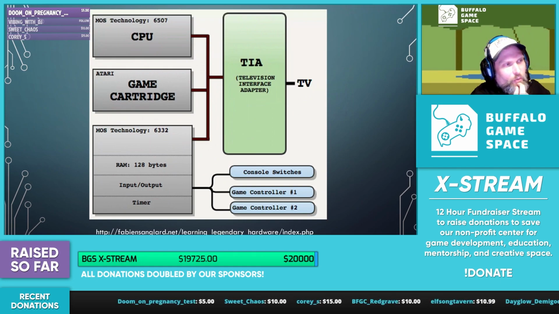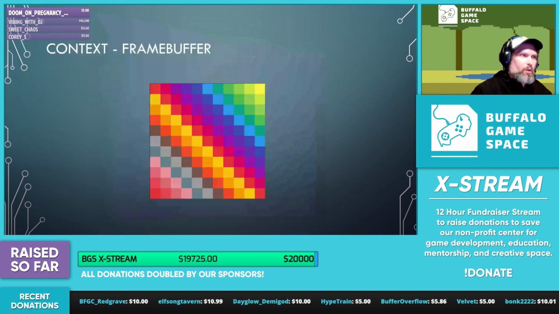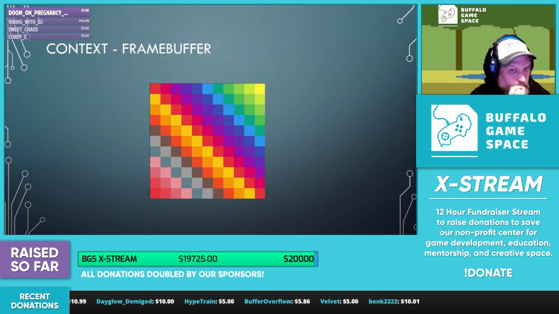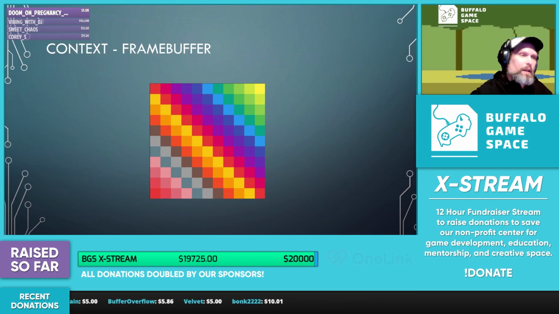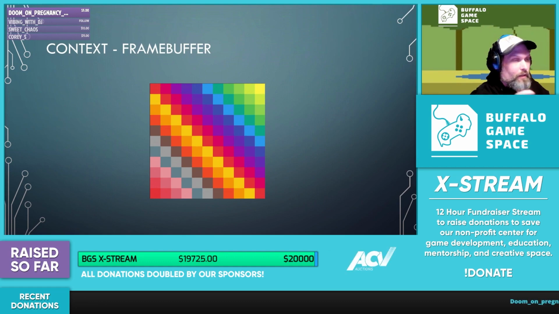I think it's also worth noting how much more powerful a pregnancy test is than an Atari 2600. Nice segue. Quite literally. So when we said 128 bytes of RAM, pretty much any other console or computer in existence since the 2600, including probably that pregnancy test, can run Doom. And again, literally.